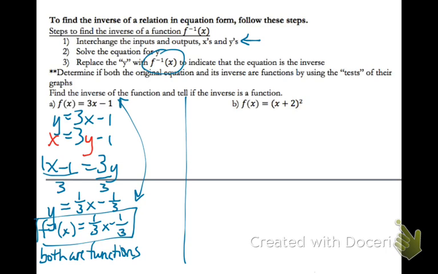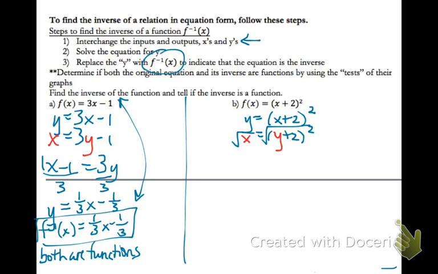So hopefully you recognize that as a quadratic and it will graph as a parabola. So let's put it into equation form and then we'll go through those steps again to write its inverse. So we have y equals, in parentheses, x plus 2 squared. I'm going to interchange my x and my y, which is interchanging my inputs and my outputs. And then I'm going to solve for y.